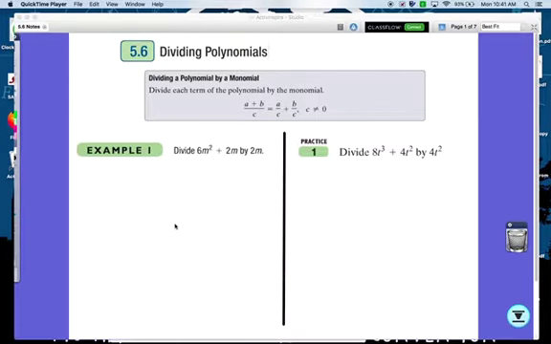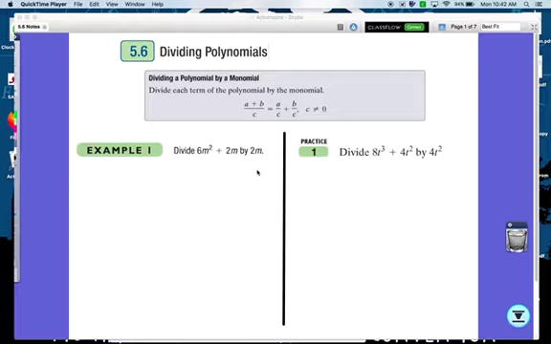All right, last section of chapter 5, dividing polynomials. We talked about exponents in this chapter. We talked about adding and subtracting polynomials. We talked about multiplying polynomials. We talked about special products of polynomials. We talked about negative exponents. And so now we're going to divide polynomials.